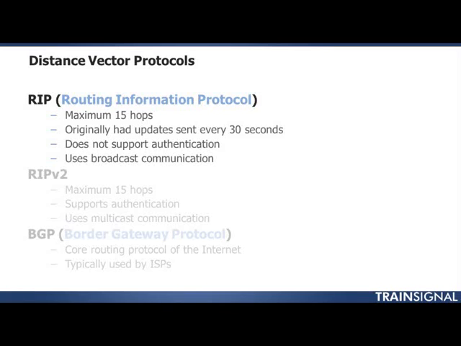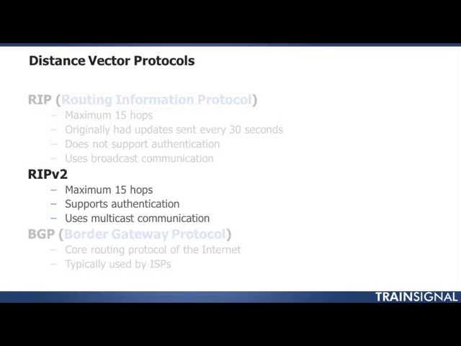So what that means is, even though it's communicating with the router next to it, it's doing it in the form of a broadcast. So every single device on the networks that those routers are connected to has to put up with this broadcast going out every 30 seconds. So what they did to help with this is they moved to RIP version 2. Now we still have a maximum of 15 hops, so we're not talking about very large networks here, but it now supports authentication, which helps.